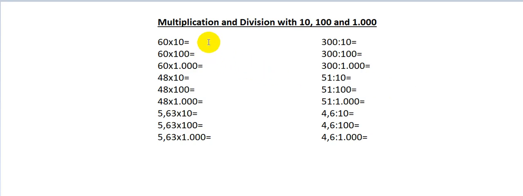Hello everyone, in this video we will be talking about multiplication and division with 10, 100, and 1000. Now, all of you guys did really great when we did this in class, so I'm going to let you try and do these on your own. You are going to pause the video, write these down on a piece of paper or a notebook, and try and do them on your own.